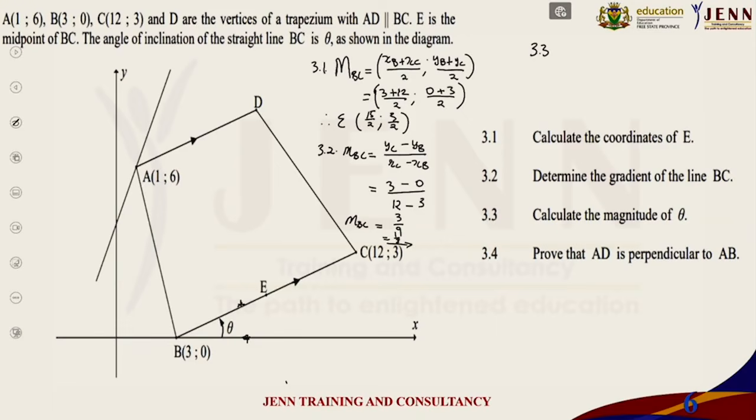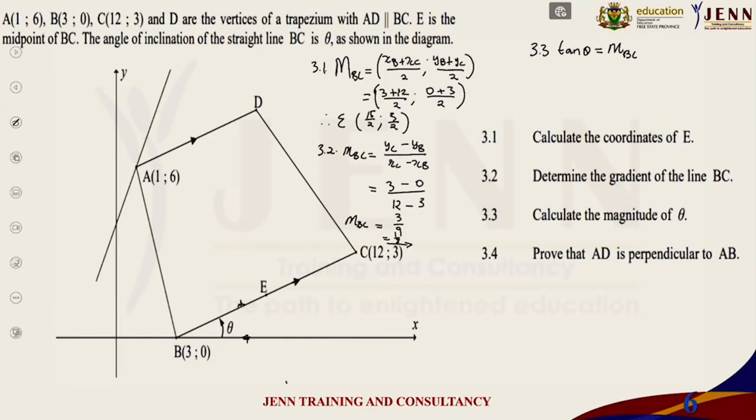To find the magnitude of theta, we are going to say tan theta equals the gradient of line BC. Why BC? Why not AD? Why not AB? Why not DC? Because BC is the one that, with the x-axis, has formed the angle of inclination. Then we get to call it the line of inclination. BC becomes our line of inclination.